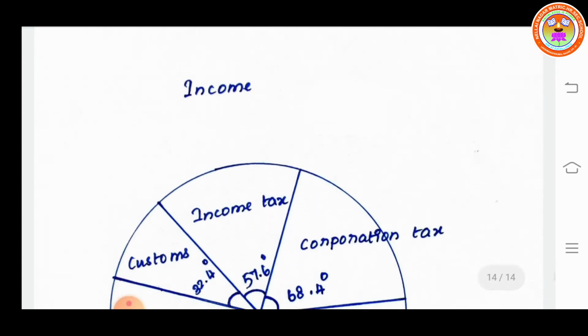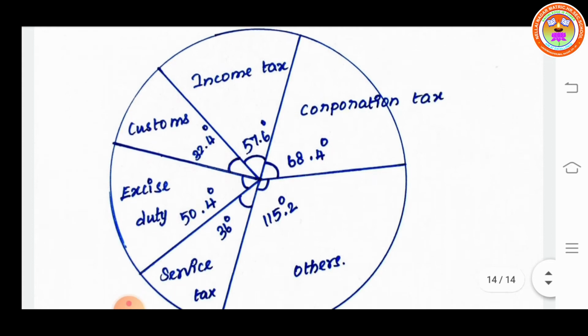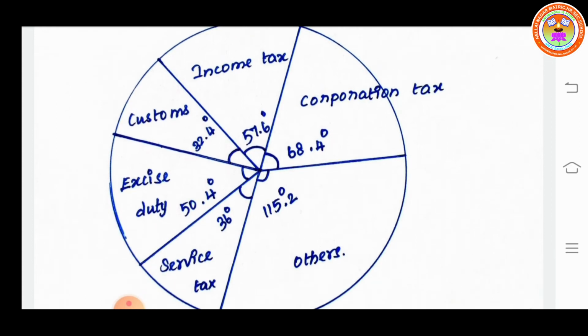At last, we have to write each component. First heading as income, then each component. First component corporation tax, second component income tax, third component customs, fourth component excise duty, fifth component service tax, and the last component others. So this is the required pie chart for the given data.